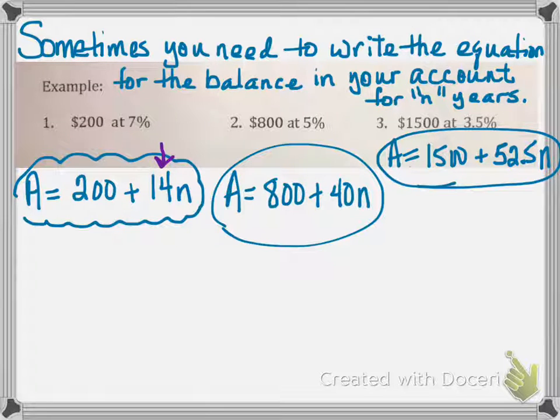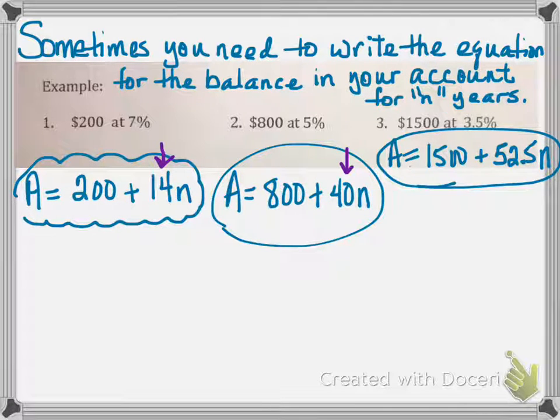In number 2, your original investment or your original principal is $800, and this account is making 5% interest. So again, you have to find the 40 first. And you find the 40 by doing 800 times 0.05. 0.05 is the decimal for 5%. And 5% of 800 gives me the $40 that he's going to make each year. So then the equation for the balance will be A is equal to 800 plus 40N.